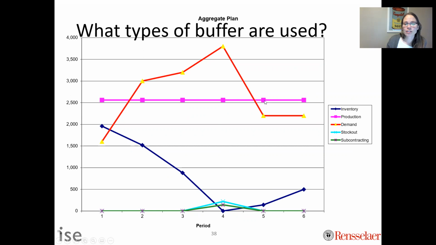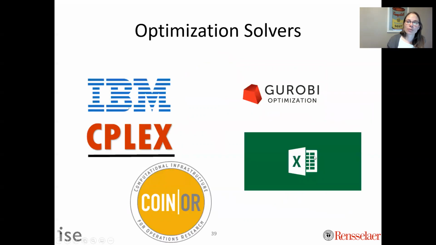And then here you can see my production is actually greater than my demand, so I'm inventorying a little bit there. So how did I actually get this answer? We're in this class going to use Excel Solver.